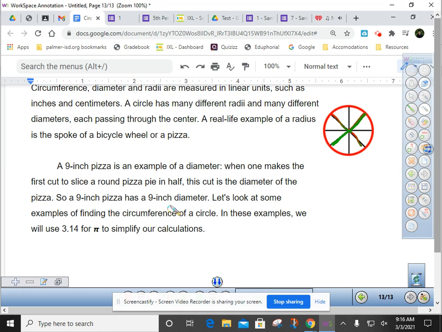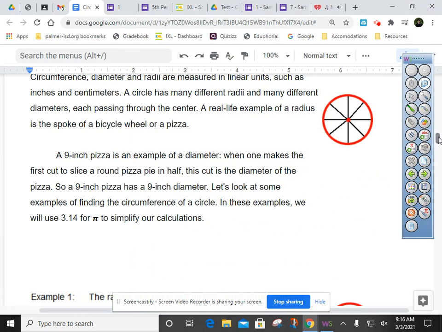So when you go to Chuck E. Cheese and they ask you what size pizza you want, you tell them you want a 9-inch pizza. It's going to be 9 inches across, not 9 inches around. Okay? It's going to be more than 9 around. Okay? All right, we're going to look at some examples.